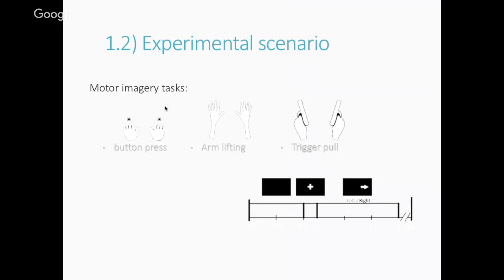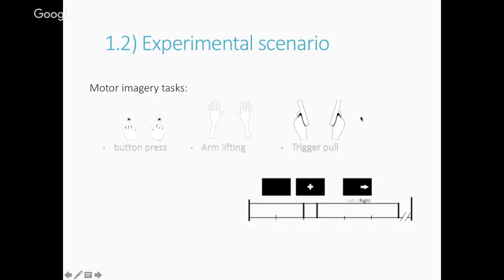Now in terms of the experimental scenario, 3 motor imagery tests were investigated during the study. Button press, motor imagery button press, which is a classical type of motor imagery. Arm lifting, which requires a bit more activity than just button press. And another specific task which relates to user interest, in this case trigger pull, referring to a gaming hobby.